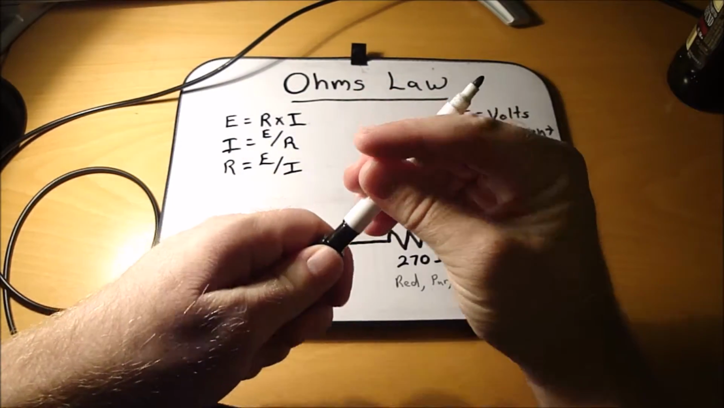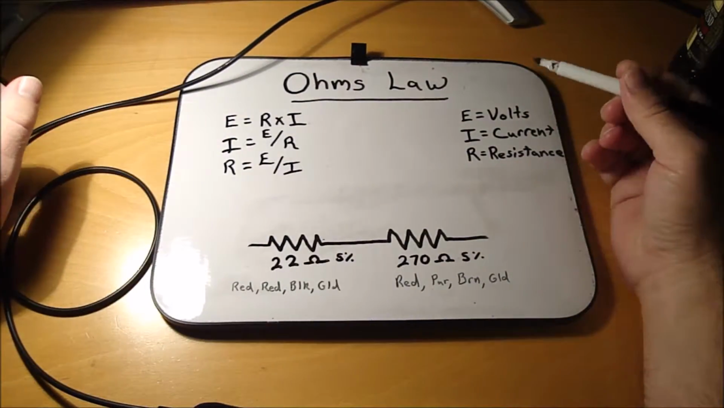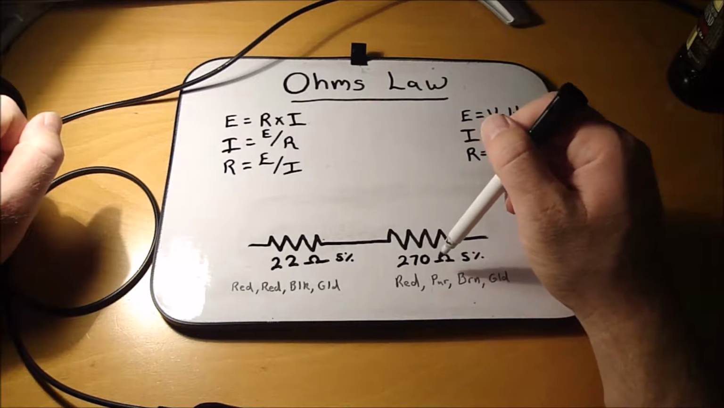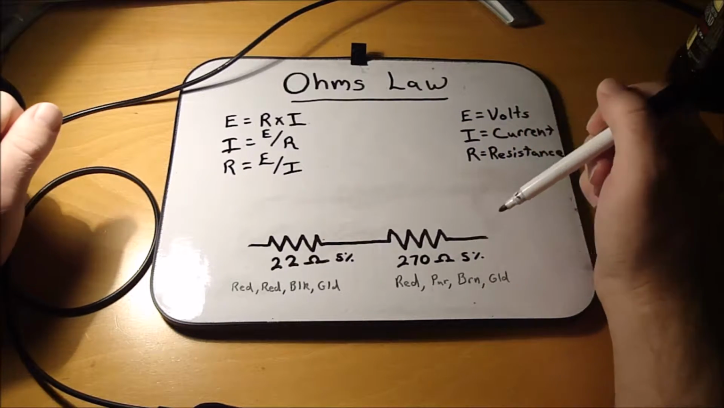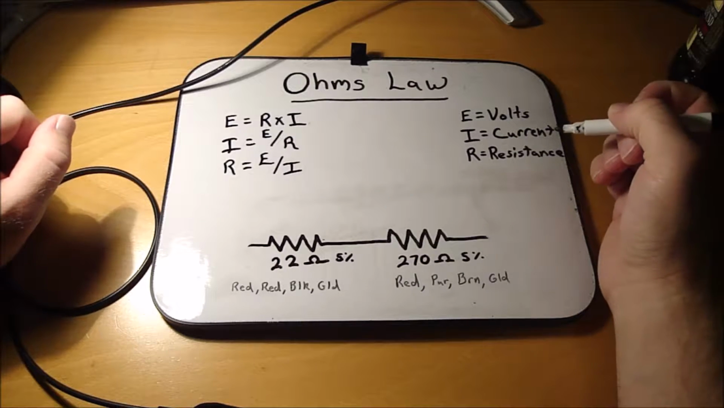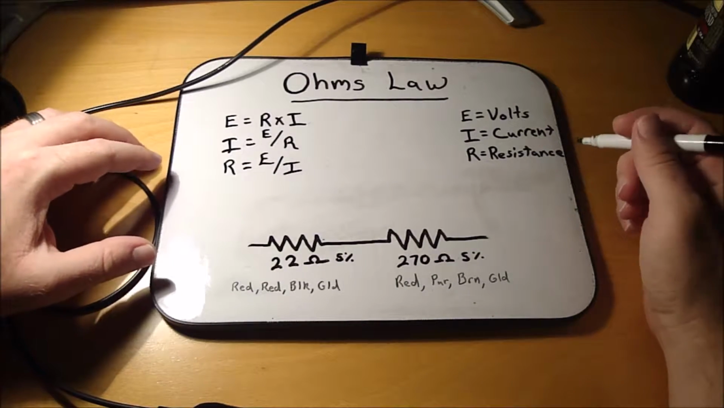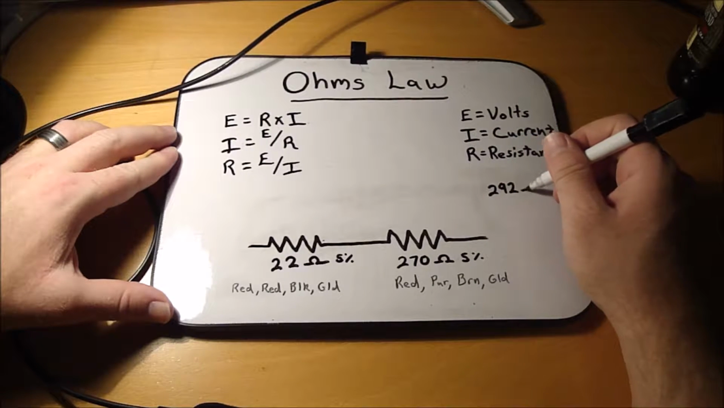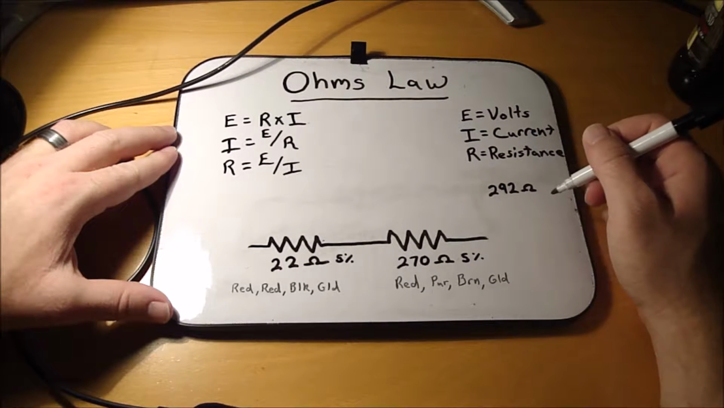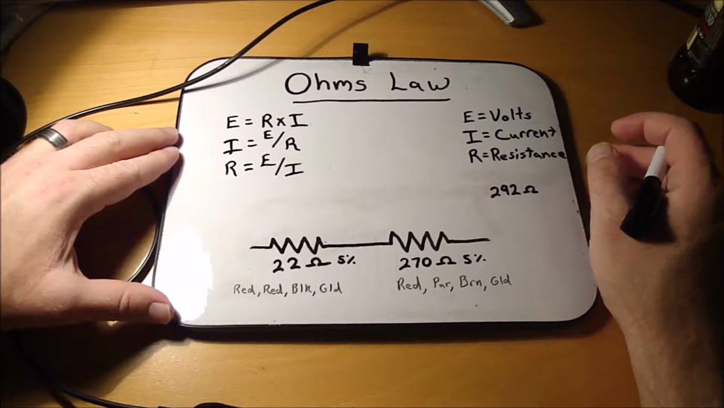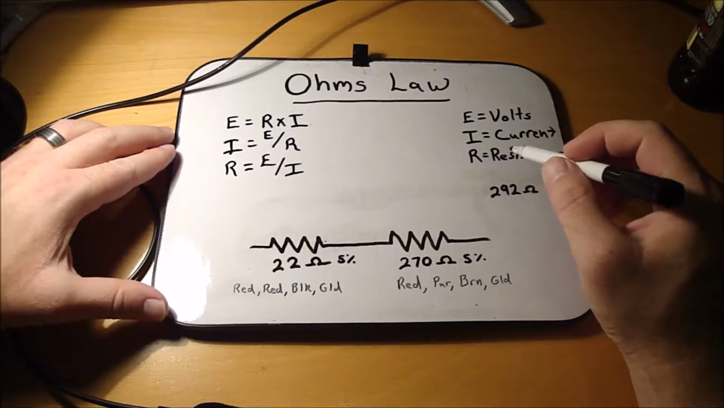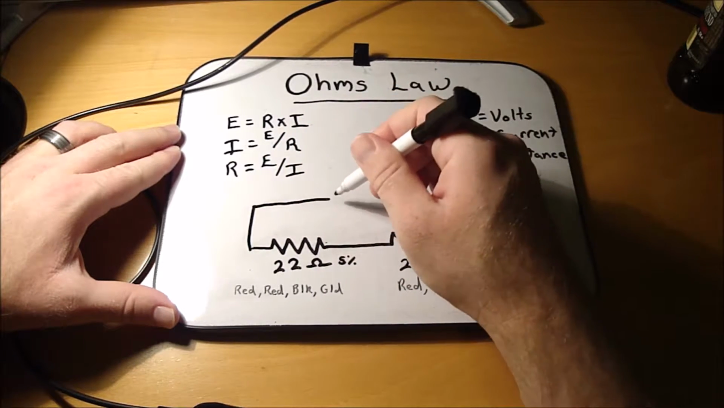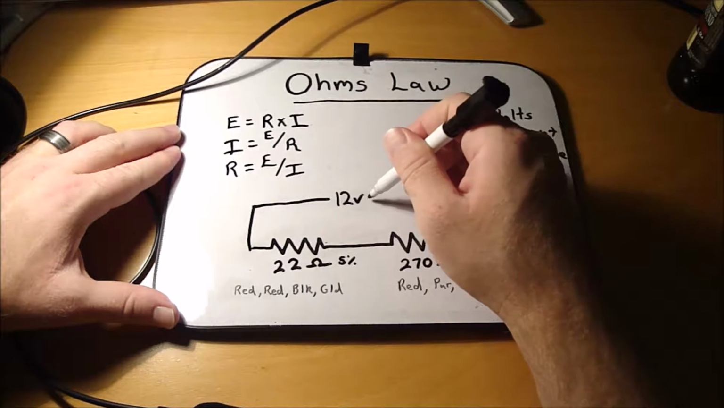So to give you an example, I have a 22 ohm resistor and a 270 ohm resistor in series. And these two resistors equal 292 ohms. And they're at 5% tolerance. And let's say we put 12 volts DC to that circuit.